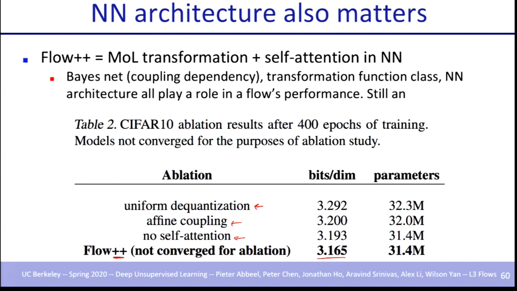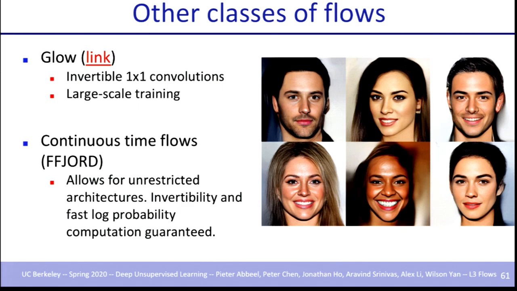Then there are some other classes of flows. For example, Glow. Glow might be the one that many of you have seen because OpenAI made a really nice research result, but also a really nice blog post on those results. Let me show you the demo they put up on their blog.